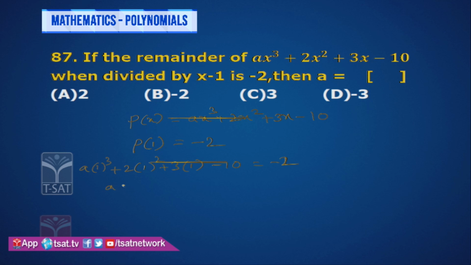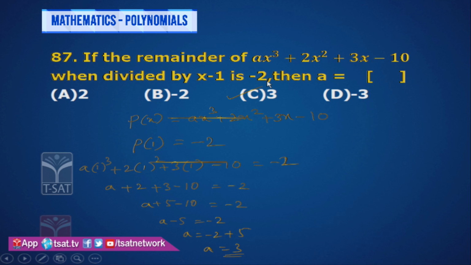Then a, this 1 square is 1, 2 ones are 2, plus 3 minus 10 equals minus 2. A plus 5 minus 10 equals minus 2. A plus 5 minus 10 is minus 5, which equals minus 2. So a equals minus 2 plus 5, that equals 3.